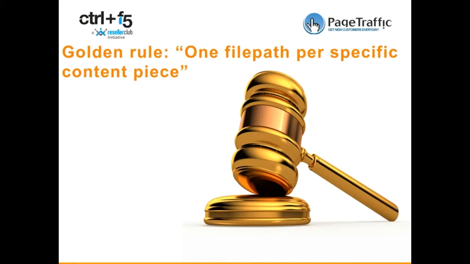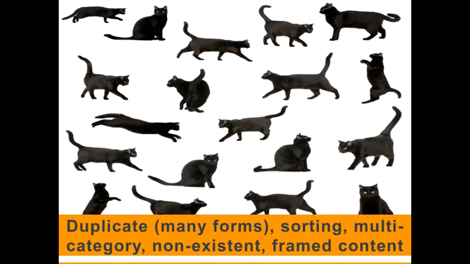One URL, one piece of content. So for example, I shouldn't have the same product or the same page with a different path. So I should not have website.com/categories/product and website.com/product, and both open the same page. That is the major problem which happens. You cannot have the same content on different paths. Duplicate, manifold sorting, category, non-existing, framed content, that's what we normally have, and that becomes a problem.